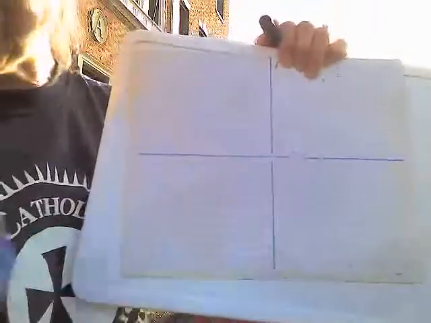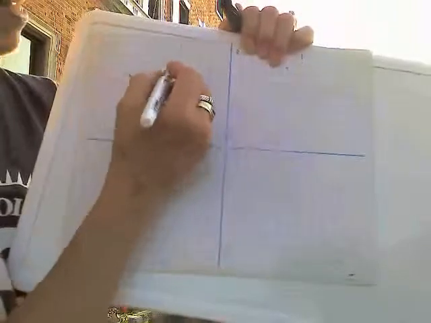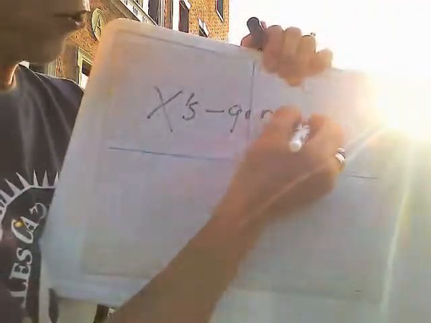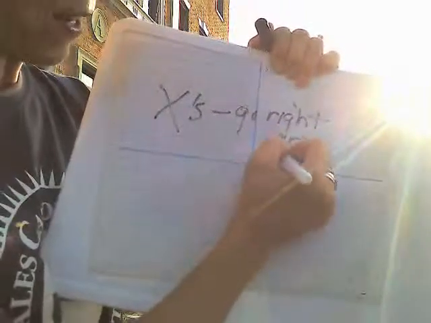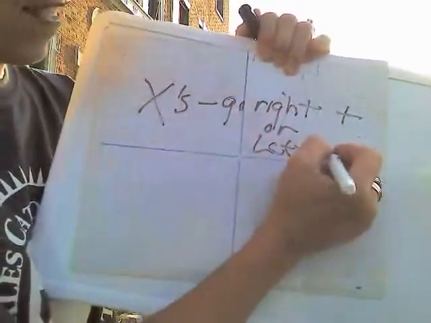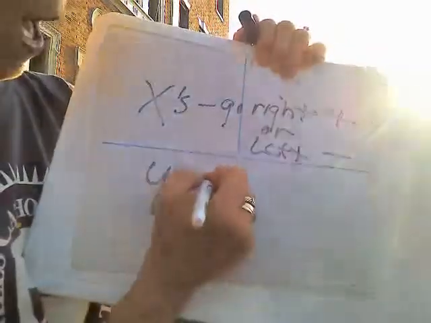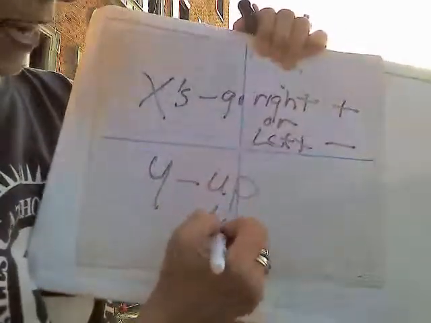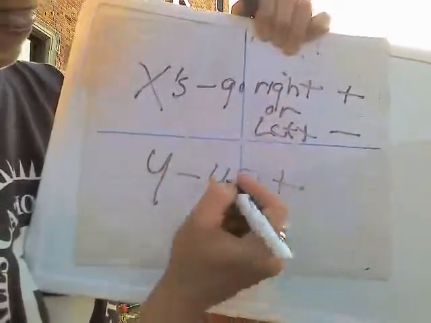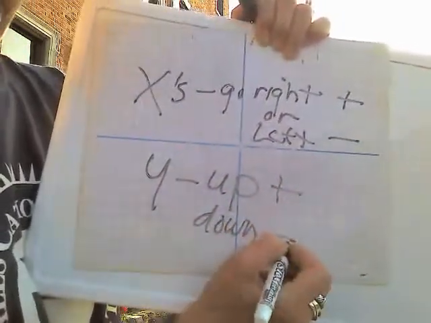Last thing, especially for 7th and 8th graders, last thing you need to do, because we're going to be talking about translation pretty soon, is you need to know X's always go right or left. These are their directions. And if they go right, they're positive. If they go left, they're negative. Y's go up or down. If they go up, they're very positive. They're high. They're up, and down is negative.